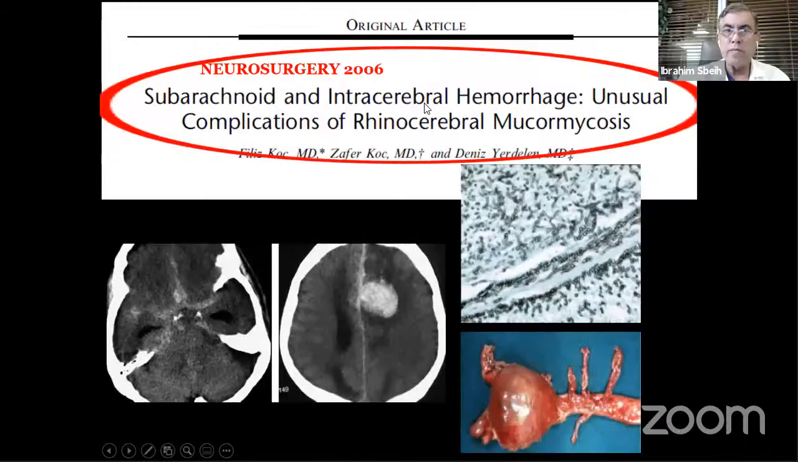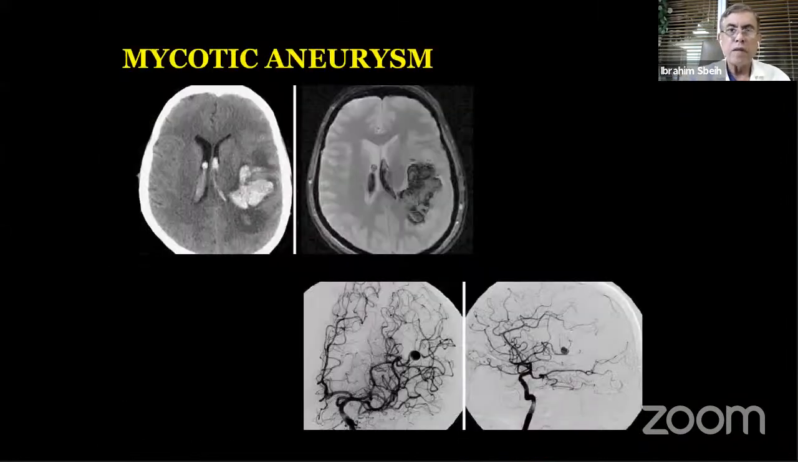Subarachnoid and intracerebral hemorrhage, a complication of rhinocerebral mucormycosis, due to a mycotic aneurysm. Hyphae in the wall of the blood vessel weaken it and cause rupture of the aneurysm. So, mycotic aneurysm.